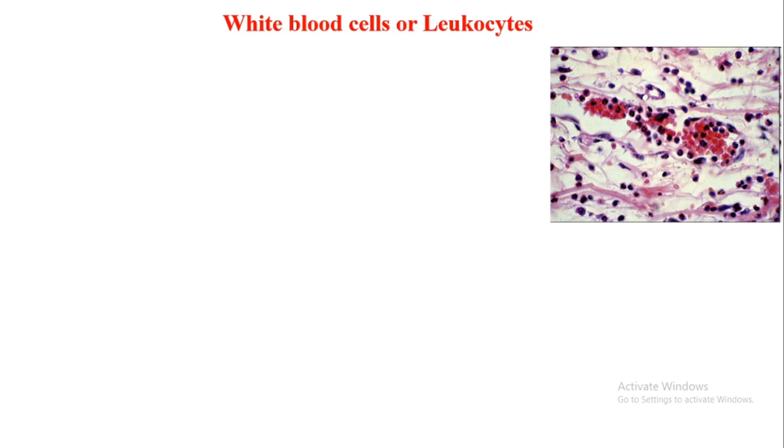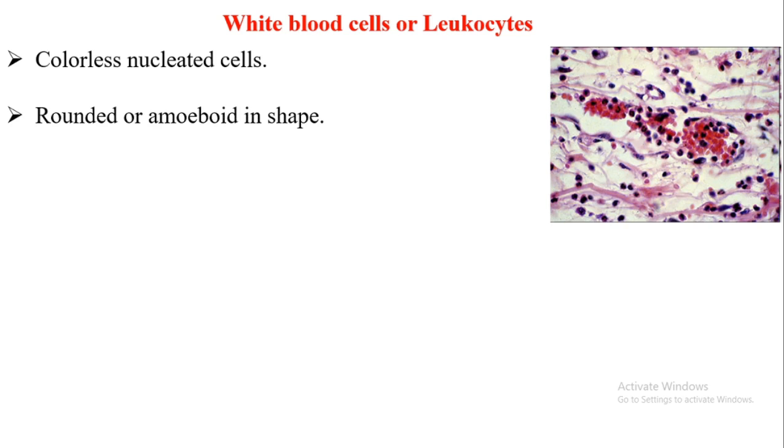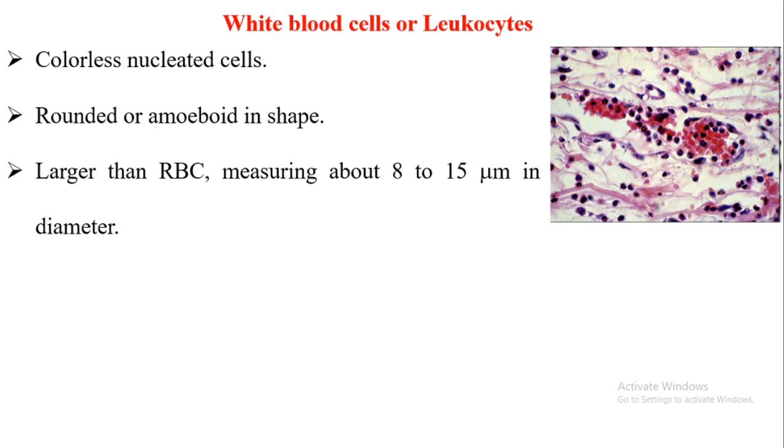Now second type of blood cells, that means white blood cells or white blood corpuscles, may be called as leukocytes. So leukocytes, they are colorless nucleated cells. They are rounded or amoeboid in shape, larger than RBCs. Their size is larger than RBCs. They measure about 8 to 15 micrometers in diameter. However, the RBCs, they measure approximately 7.2 or 7.4 micrometer in diameter. So these are larger than RBCs.